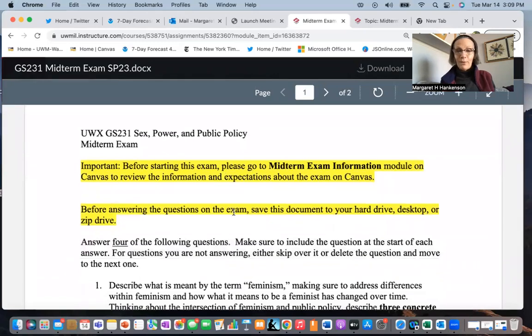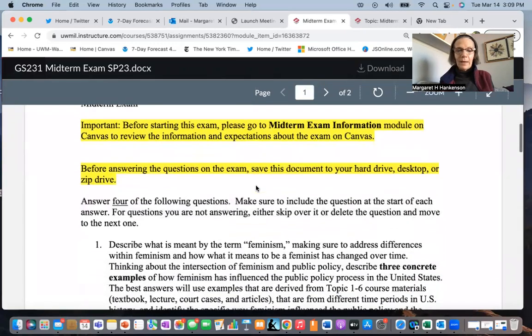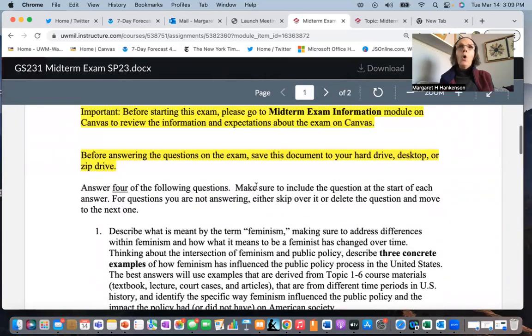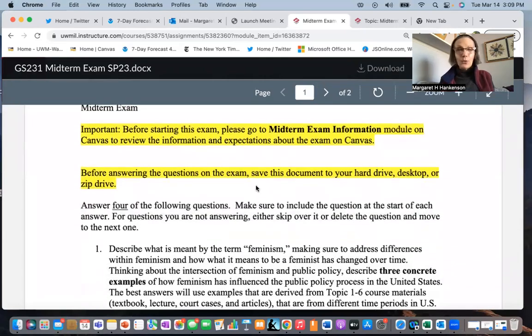So I've given you some reminders here. I'm like so extra remindery, right? So, but anyways, make sure you read the midterm information before you start. Oh, and also make sure that you save your exam to the hard drive, okay? Or to a zip drive.